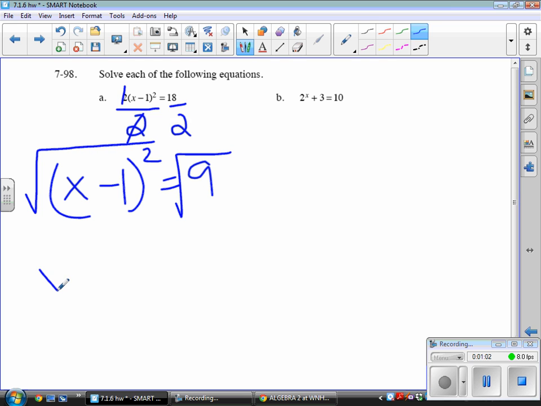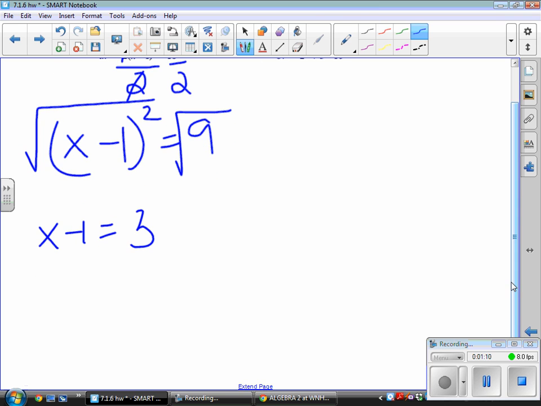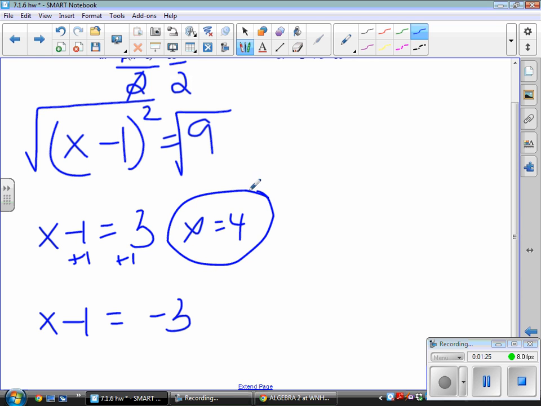Okay, so I have x minus 1 equals 3. Now I should have a second equation because x minus 1 could also equal negative 3. The square root of 9 could be negative 3. So now I'm just going to solve these little equations, and I'm going to add 1 on both of them. So I'm going to get x equals 4 is one of my answers. Second one, I add 1, I get x equals negative 2 is one of my answers.